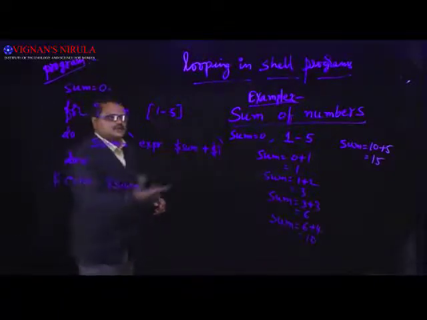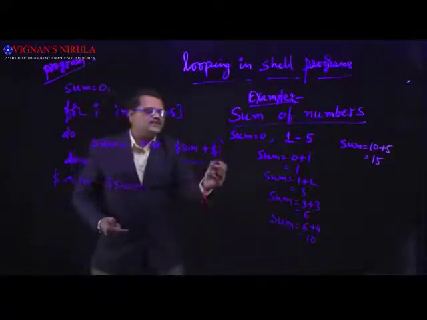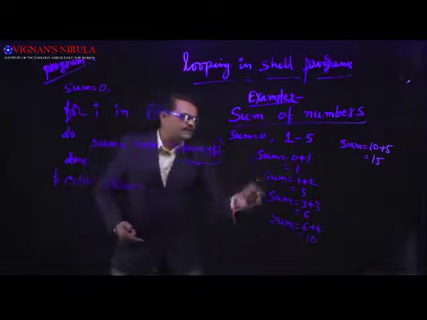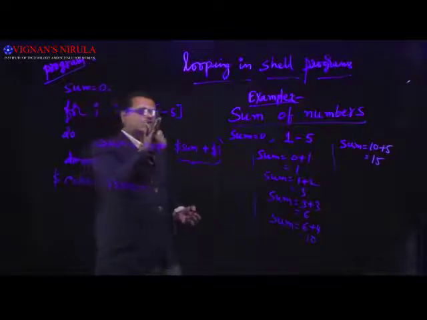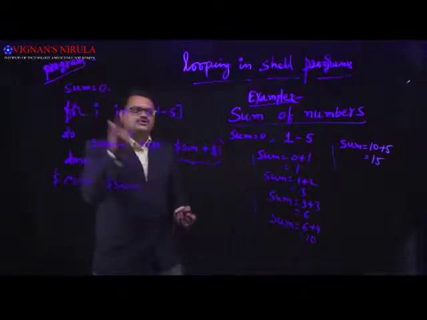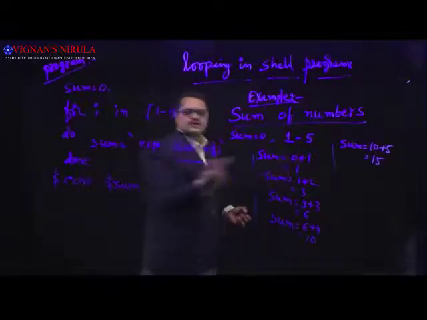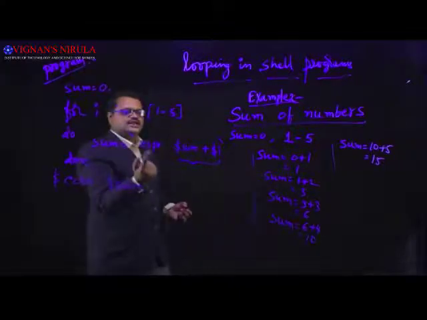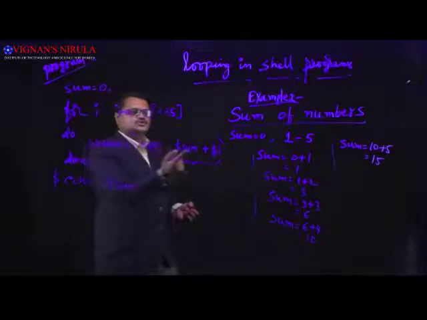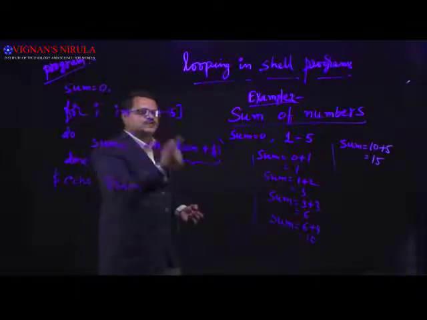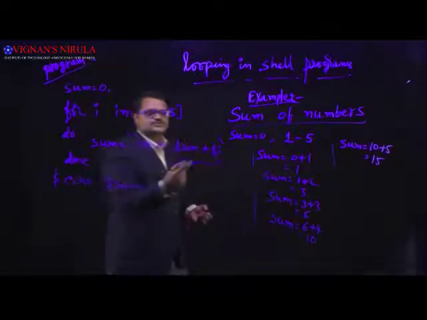So here this is the main logic. Sum plus I is happening here. So this entire sequence of iterations happens one by one. For iteration I equal to 1, sum is 0. So sum equal to 0 plus 1. That means sum equal to expr $sum plus $I. Sum is initially 0, so 0 plus I, which begins with 1. So 0 plus 1, and 1 gets stored in the first iteration.